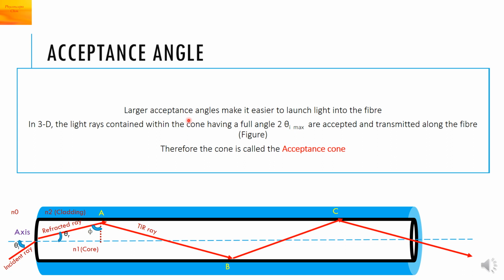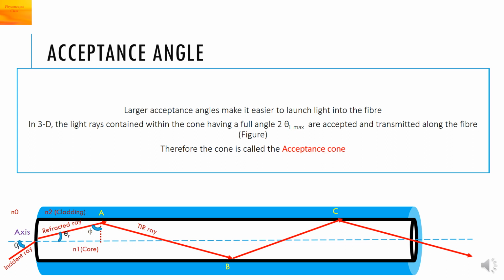If the acceptance angles are larger, that will make it easier to launch the light into the fiber. So in 3 dimensions, the light rays contained within the cone having a full angle 2 theta I max are accepted and transmitted along the fiber. So here we are considering it in the form of a cone with the full angle 2 theta, it will be twice theta I max. So this cone is called the acceptance cone.